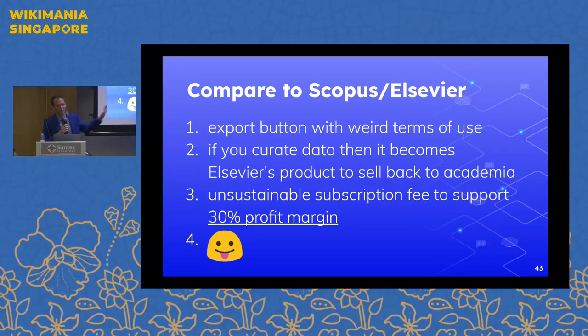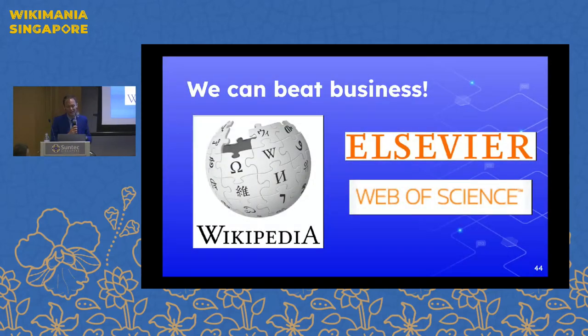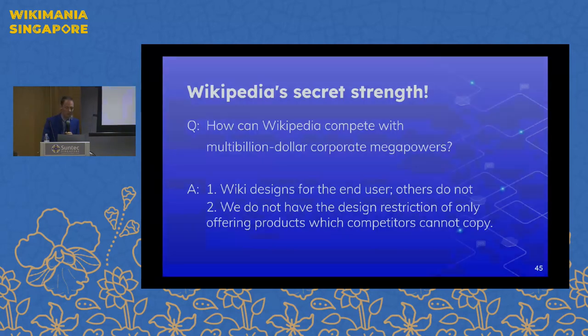These companies make huge profit margins. It's a commercial enterprise. The shareholders come first. It's not for the community first. I think that Wikipedia can beat out and make better products than these commercial companies.